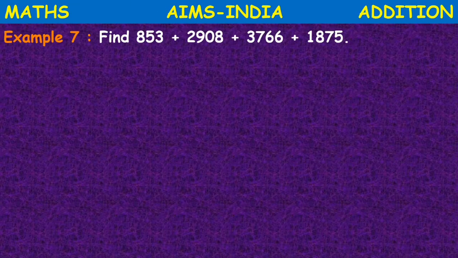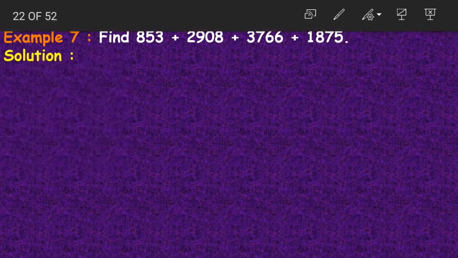Moving on to next question. Find 853 plus 2908 plus 3766 plus 1875. Now again, what to do? First, write all the numbers.